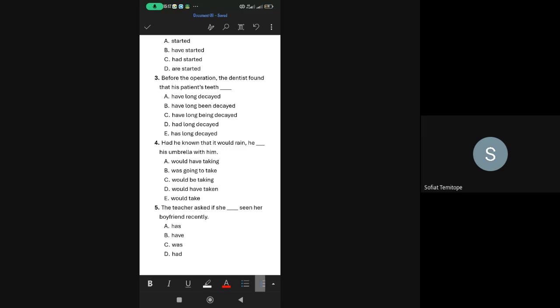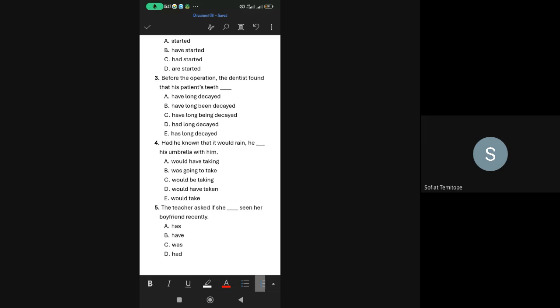Option B is also wrong. Option C is also wrong. The reason is the word been. Just good: had long decayed. The reason options A, B, C, and E are wrong is because they are in the present form, and my question is talking about the past form. So the answer is had long decayed.